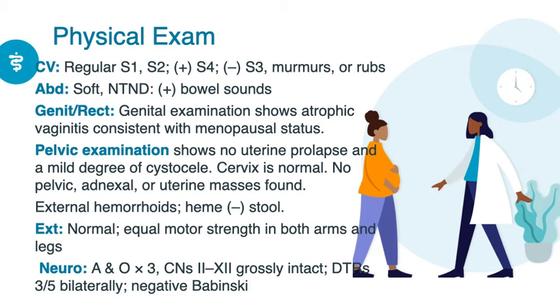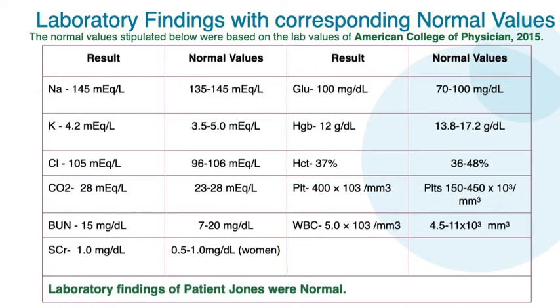Neurologic exam shows that the patient is oriented to person, time, and place. Cranial nerves 2 to 12 are grossly intact and negative in Babinski. The next slide presented is the laboratory findings of patient Jones. The normal values stipulated were based on the lab values of the American College of Physicians 2015. Based on the table, the laboratory findings of patient Jones were normal.